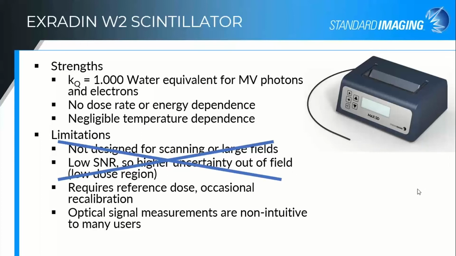There are a couple questions. Can this be measured for the beam profile, the W2? Yes, the W2 can be used to measure the beam profile. You're just looking at a 1 millimeter spot size, just like you would have with our diode for scanning.